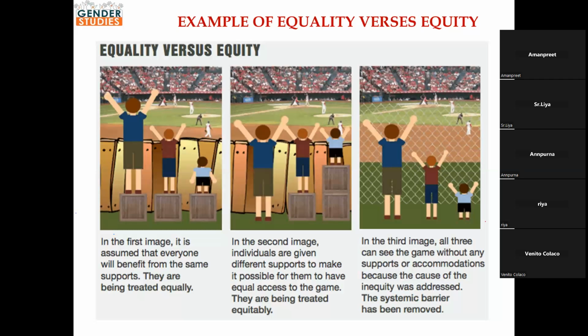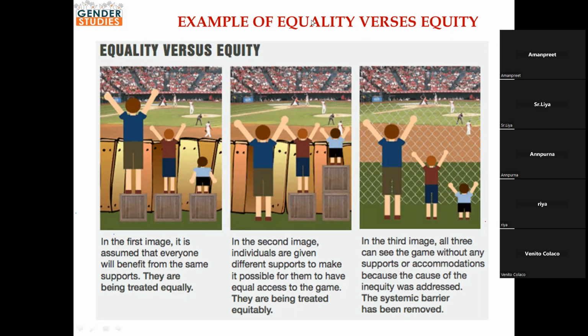If I talk about equality, I have given those same stools, but in the second image, right, then I came to know that the third person needs two stools. So what I did in the second image, individuals are given different supports to make it possible for them to have equal access to the game. They are being treated equitably.